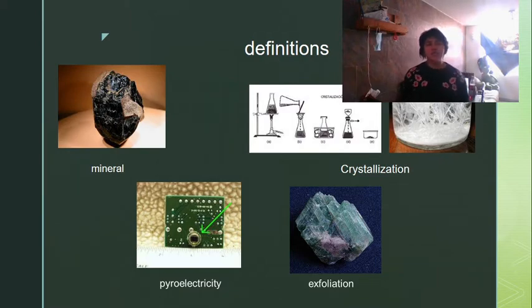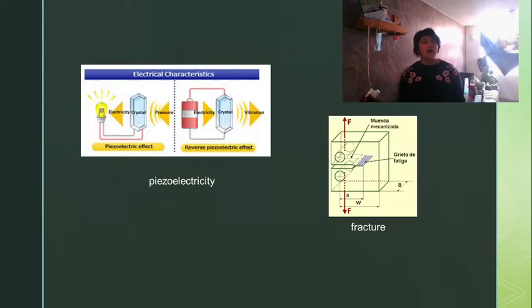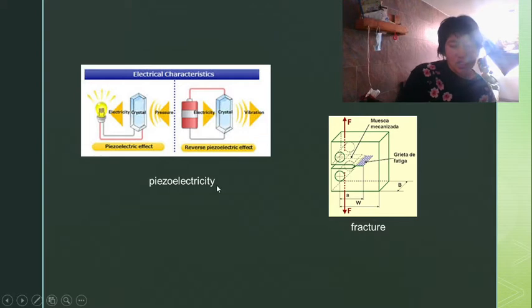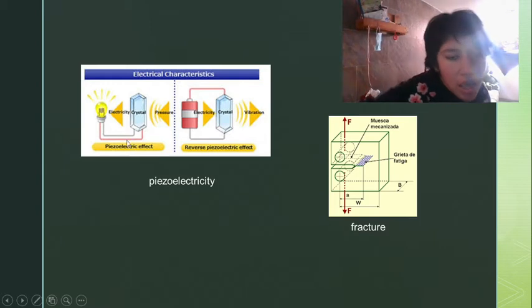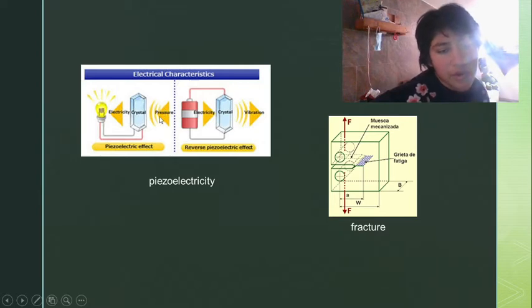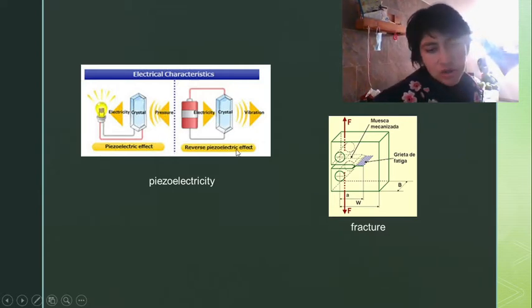Pyroelectricity. This is when in a material the poles change from positive to negative. Piezoelectricity is when crystals are subjected to mechanical stress and therefore the surface of the material takes on electrical polarity on its surface. Let's see the photo in the diagram. Piezoelectricity is divided in two parts: the piezoelectric effect, where the crystal generates electricity under pressure, and the reverse piezoelectric effect.